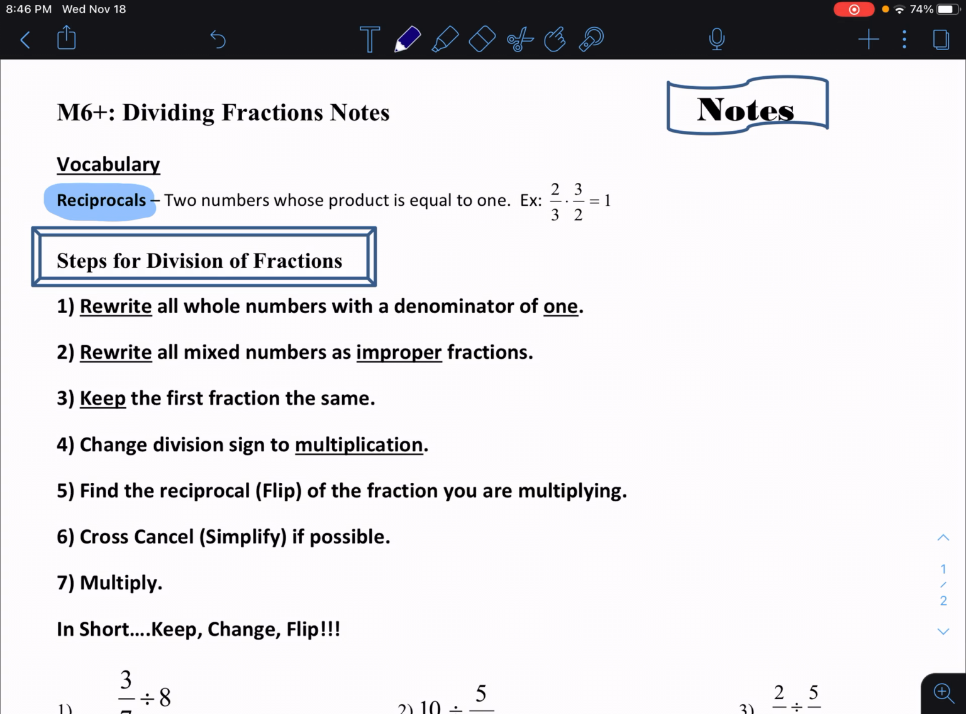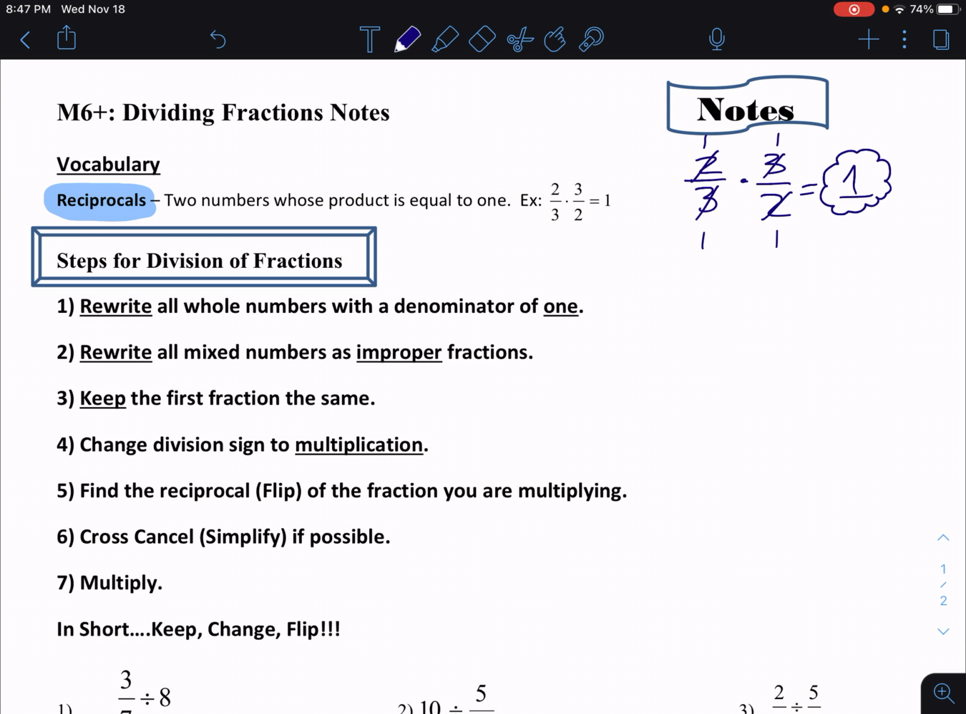Reciprocals are two numbers whose product is equal to 1. So when I multiply them, they come out to 1. So here I have 2 over 3 times 3 over 2, and it shows that it equals 1. Well, if I do 2 over 3 times 3 over 2, and I do my cross canceling like we've been practicing, the 2's are the same, so they cancel out, the 3's are the same, and they cancel out, and my end product is 1. So when I talk about using a reciprocal, you want to flip the fraction that you want the reciprocal of.